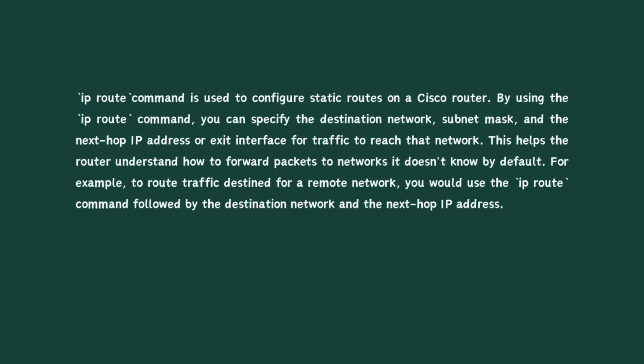The IP route command is used to configure static routes on a Cisco router. By using the IP route command, you can specify the destination network, subnet mask, and the next hop IP address or exit interface for traffic to reach that network. This helps the router understand how to forward packets to networks it doesn't know by default. For example, to route traffic destined for a remote network, you would use the IP route command followed by the destination network and the next hop IP address.